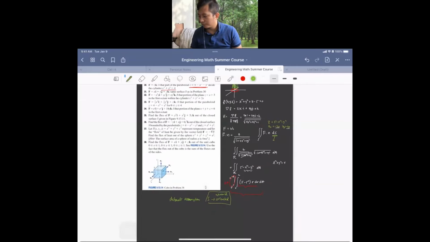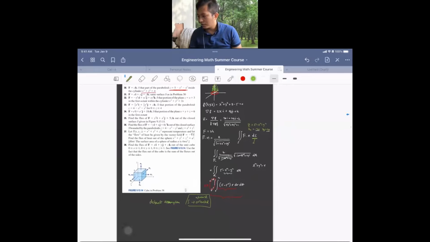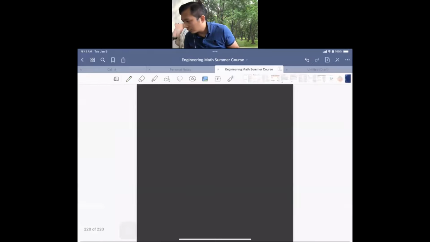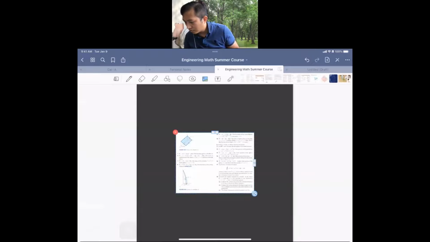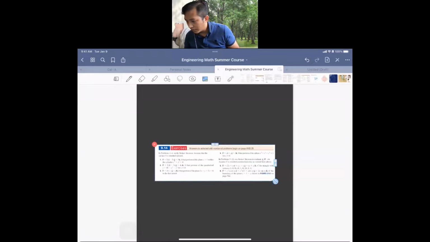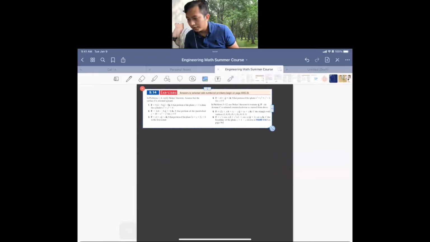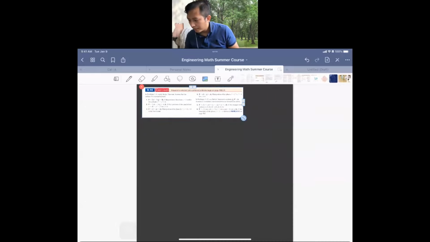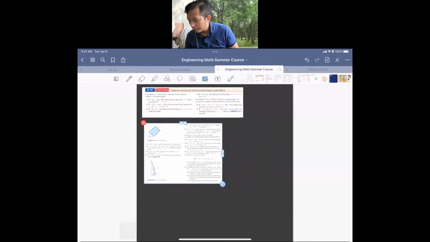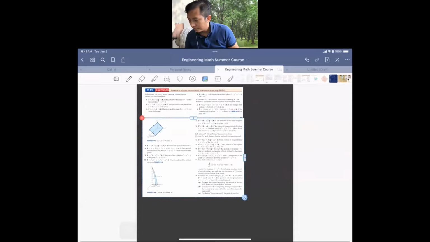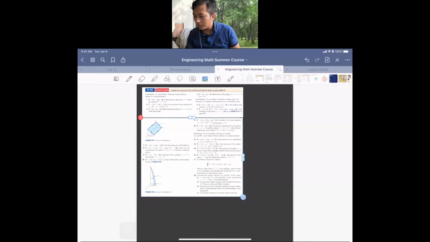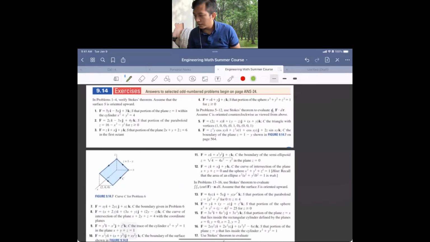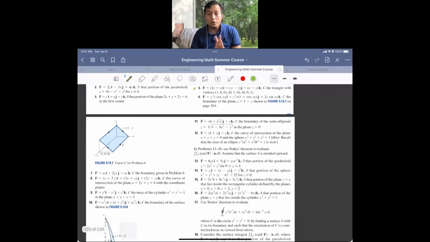Okay, the next thing aside from the flux is the Stokes theorem. For this first part, I think it's just verifying the Stokes theorem, not really important. I think the important one is here. So number 1 to 4, I think you can skip that. You can start from number 5 for the Stokes theorem.